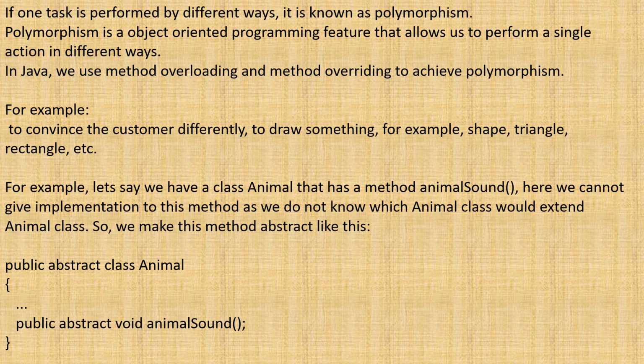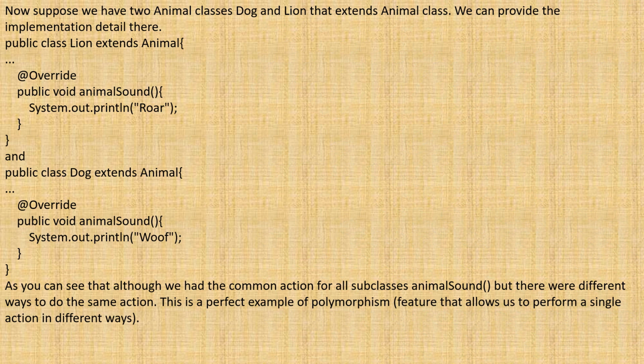For example, let's say we have a class Animal that has a method animalSound. Here we can't give implementation to this method as we do not know which animal class would extend the Animal class. So we make this method abstract, as you can see below. Now suppose we have two animal classes, Dog and Lion, that extend the Animal class. We can provide the implementation details here.